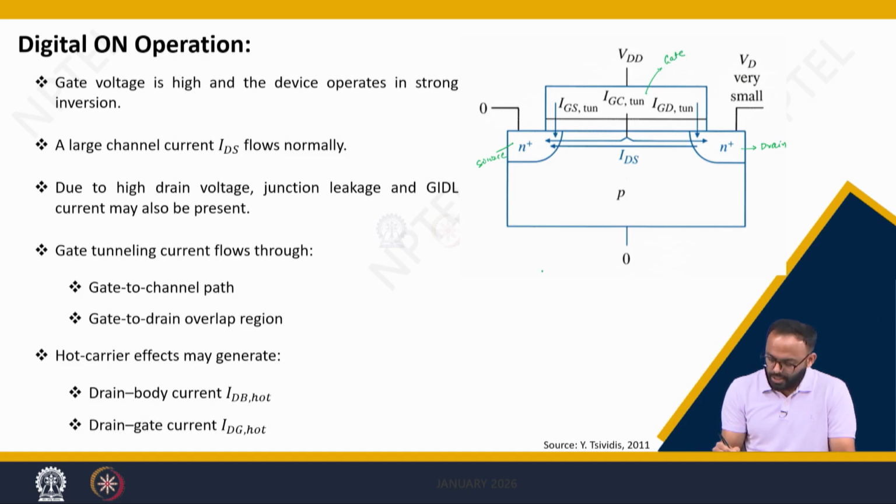Digital on condition means what? You have drain, source and gate. So, gate is tied to VDD, meaning let us say you are applying 1 here and source is tied to 0 and you are taking output from drain, meaning at that stage you can consider VDS is very small, or in this case you can consider VDS is approximately 0.